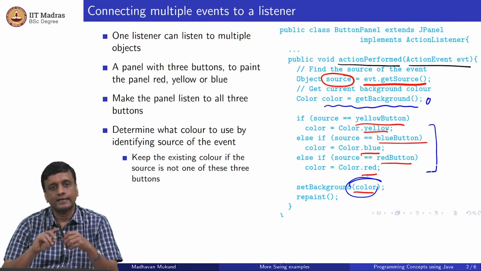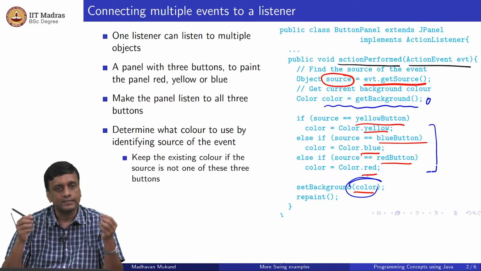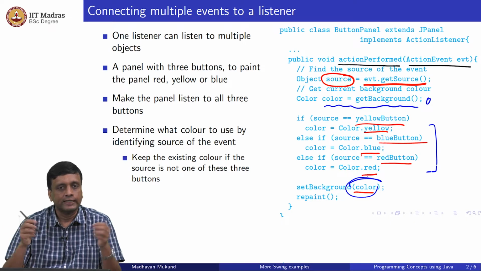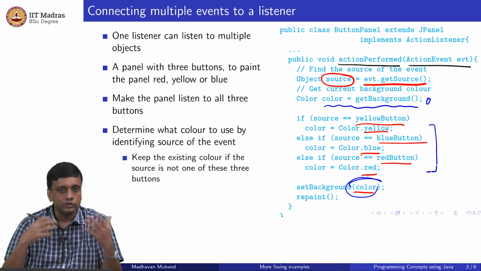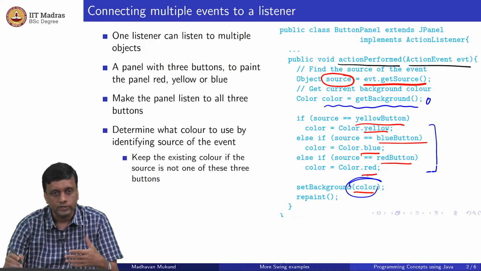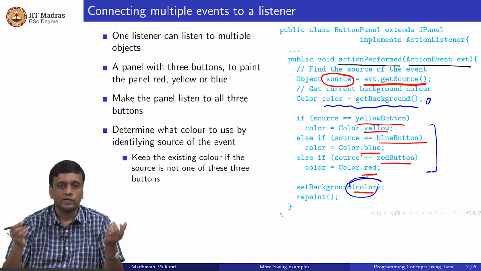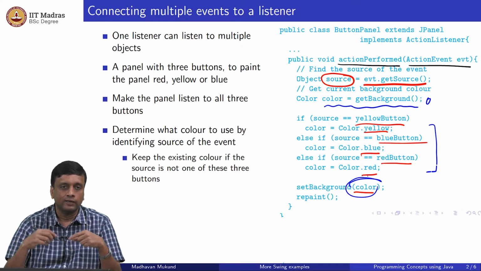So this is just an extension of the single button case. In the single button case, we did not have to analyze where the event came from, because it came from only one button. We were only listening to one button. If that one button is pressed, we painted the background red. Here there are three buttons. So when we get an event, we first have to check which of these three buttons it was by checking its source, and depending on what the source corresponds to, we will choose the appropriate color and then repaint.